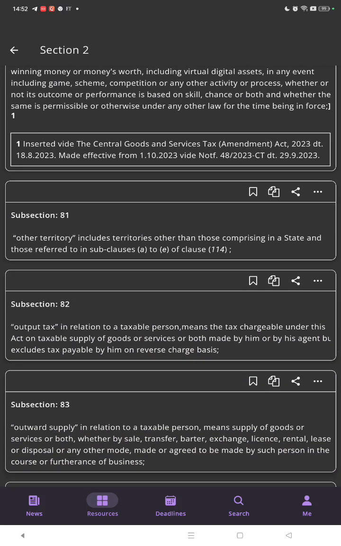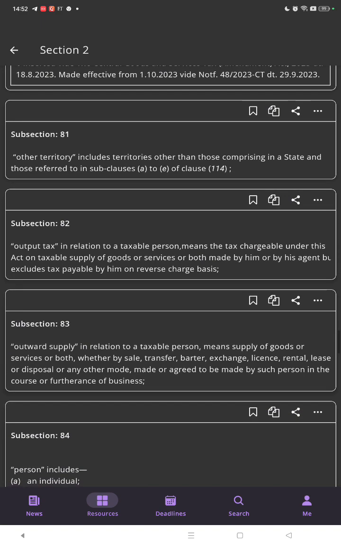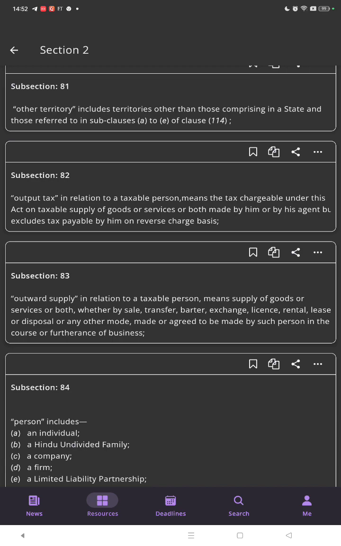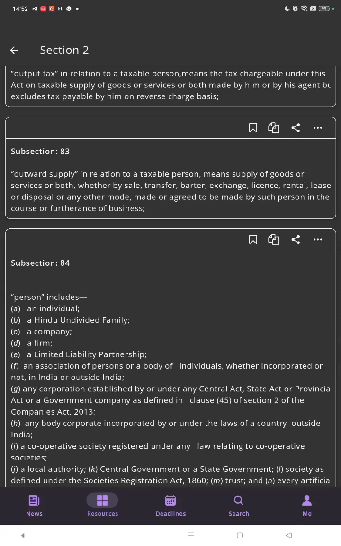Subsection 81. Other territory includes the territories other than those comprising the states and those referred to in sub-clauses A to E of clause 114. Subsection 82. Output tax in relation to a taxable person means the tax chargeable under this Act on the taxable supply of goods or services or both made by him or by his agent, but excludes tax payable by him on a reverse charge basis. Subsection 83. Outward supply in relation to a taxable person means the supply of goods or services or both, whether by sale, transfer, barter, exchange, license, rental, lease, or disposal, or any other mode, made or agreed to be made by such person in the course or furtherance of business.